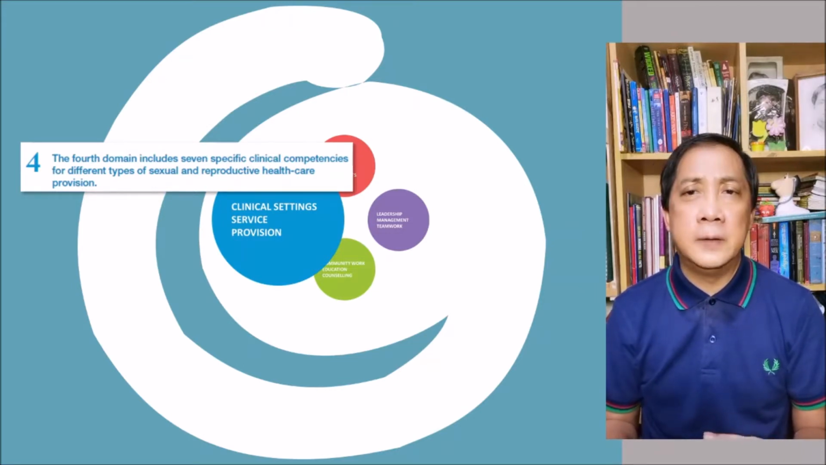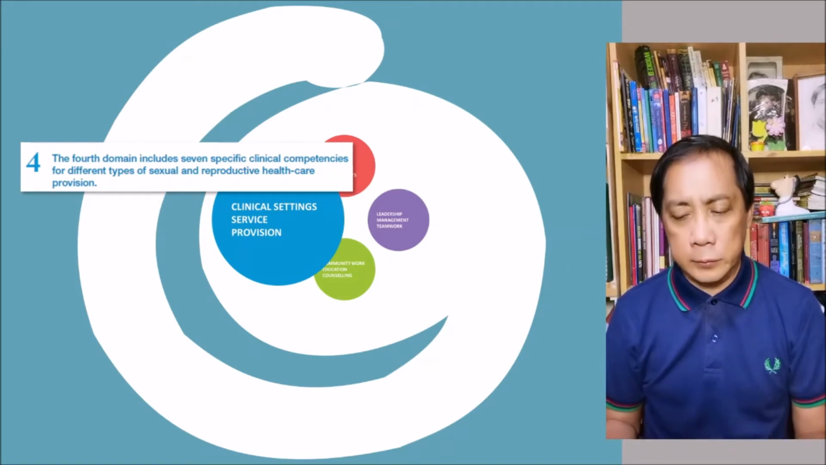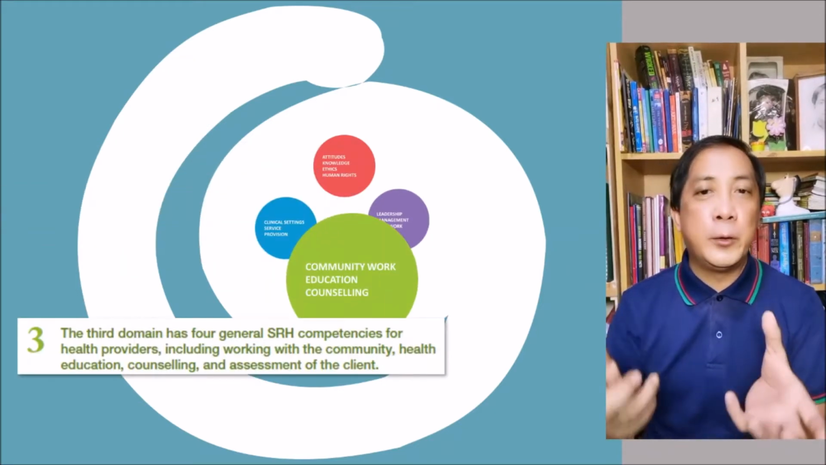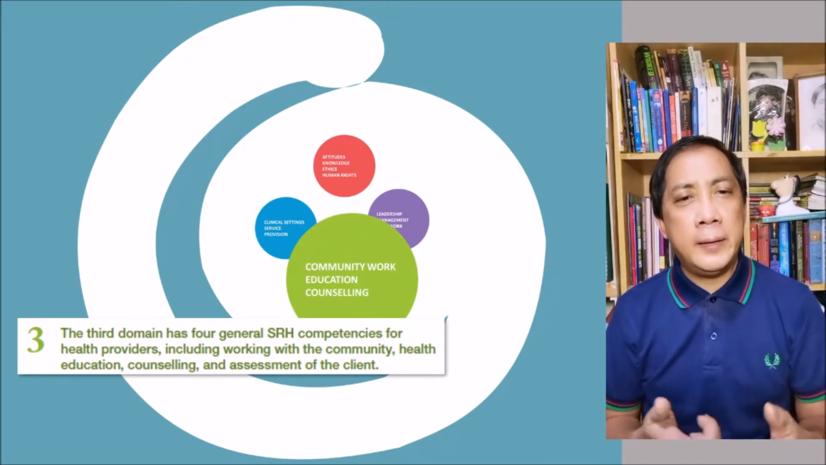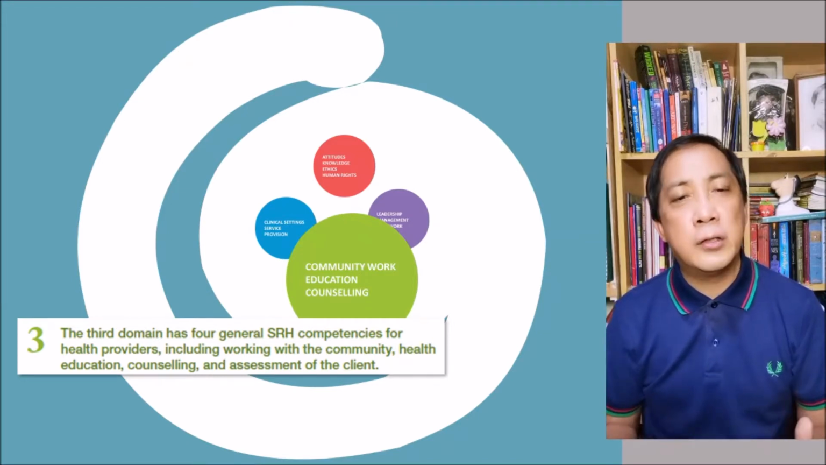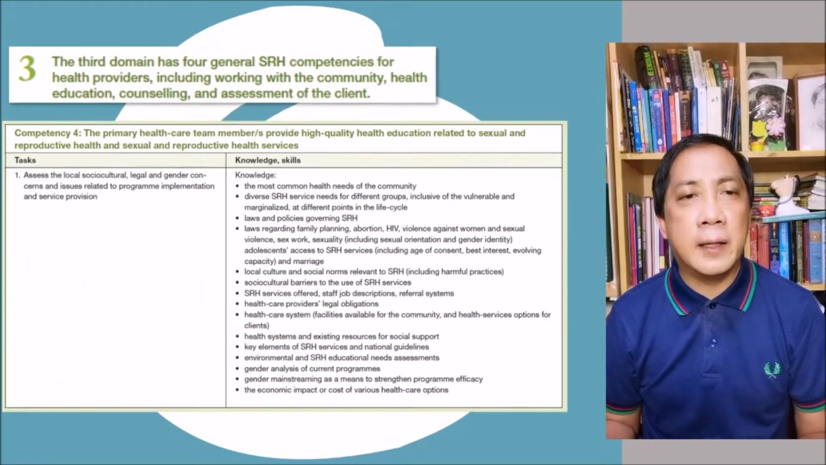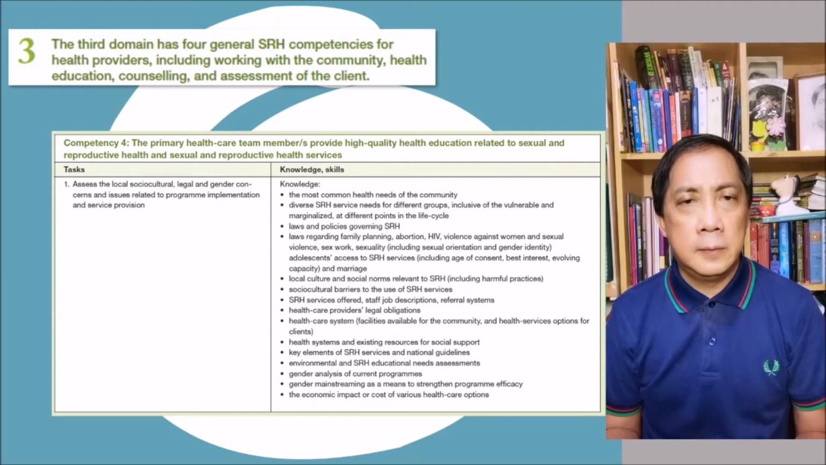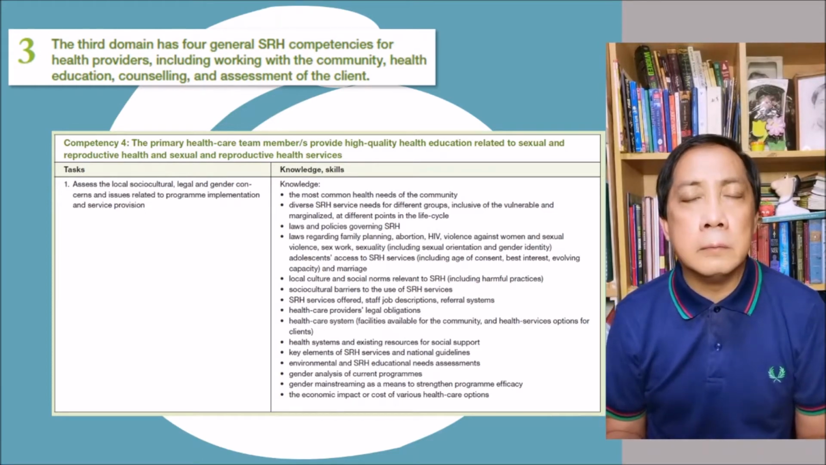You need to have the skills, and these skills will have to be identified. What exactly are those? And of course, community work, which is very similar to what we want to do. So the third domain has 4 general competencies: health provider, including community education, counseling, and assessment of the client. And if you look further into some of the details, you will see something that is very similar to probably what you will need in your own projects.